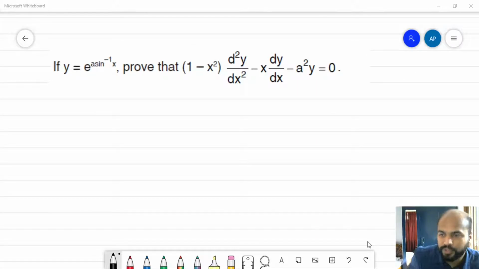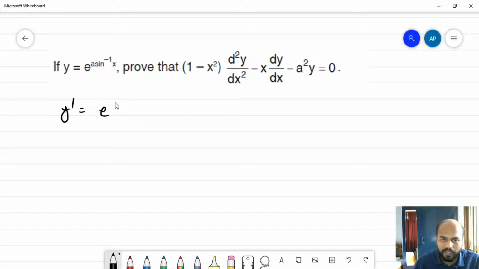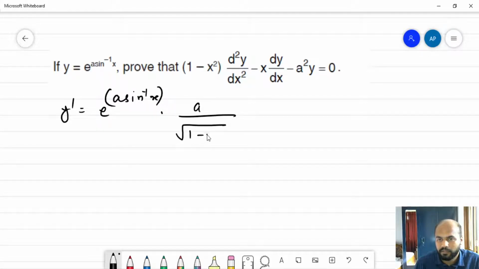Let's take another question in derivatives, and it is kind of similar to what we have seen in the past. So this time the function is e raised to a sine inverse x. Let's see whether we can prove it. So y dash is going to be e raised to a sine inverse x remaining constant. The derivative of this term, however, is going to be a by this. So it's a very simple technique that we have to follow.